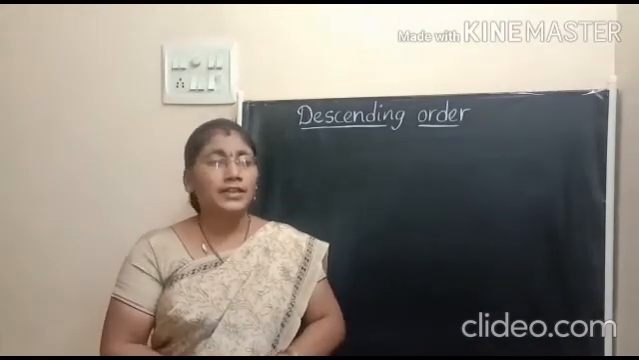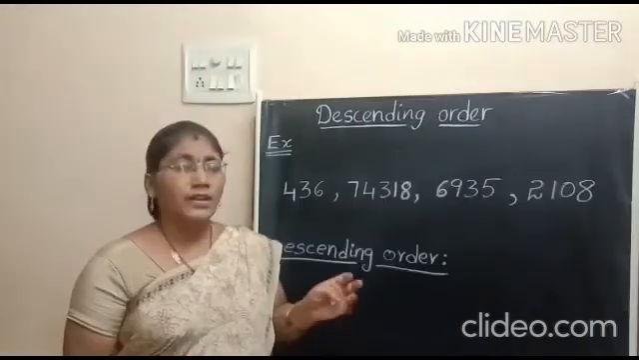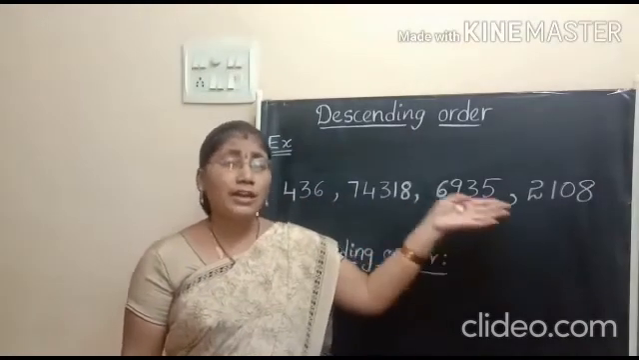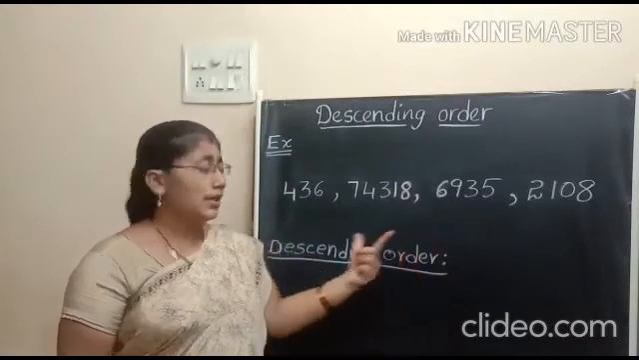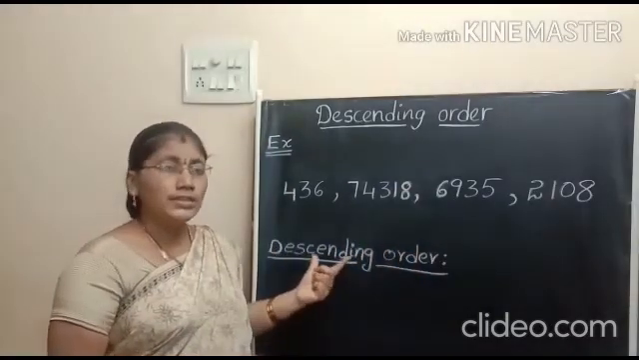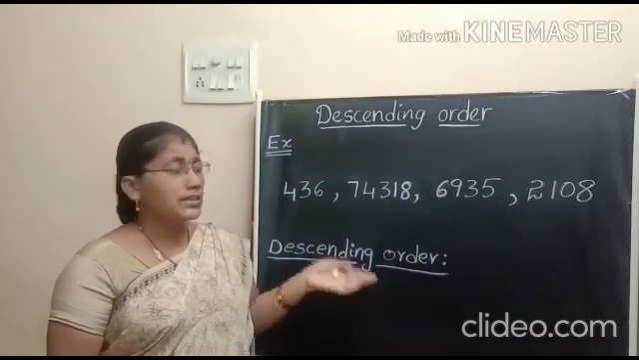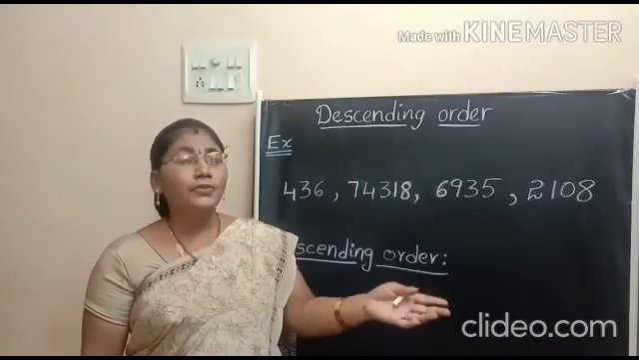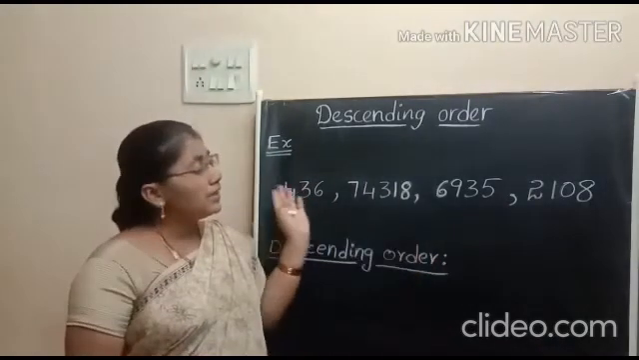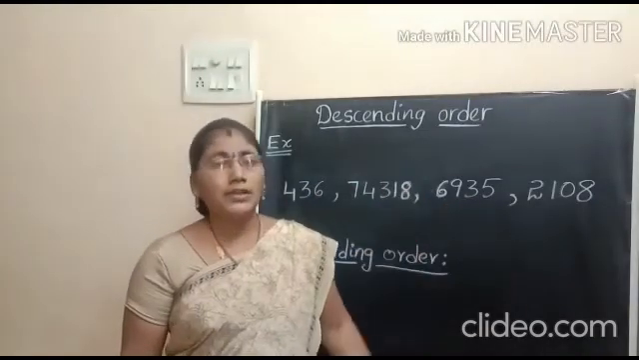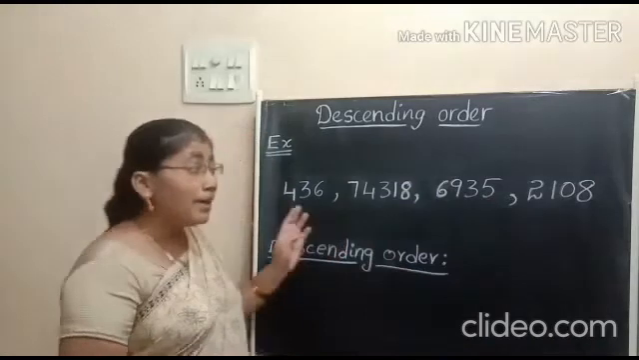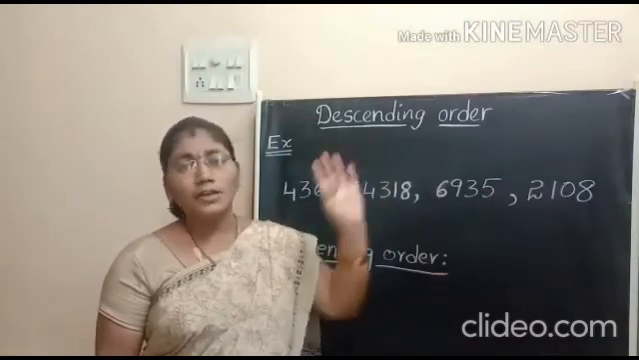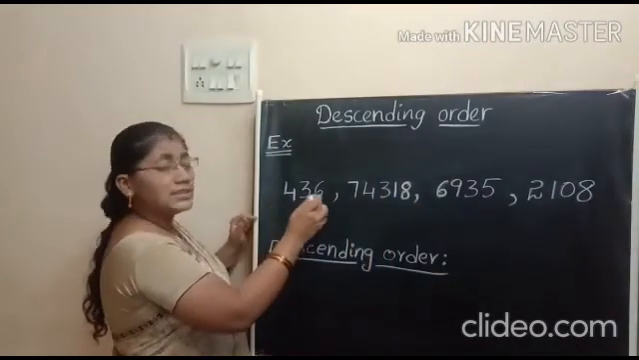For better understanding, let us take some examples. In this example, we have 4 numbers. Now we have to arrange these 4 numbers in descending order. What is a descending order? Descending order means arrangement of numbers from bigger to smaller. Now we have to identify which is the biggest one among these numbers. Let us compare these numbers. To compare these numbers, first we should count the number of digits in each and every number. Let us count.